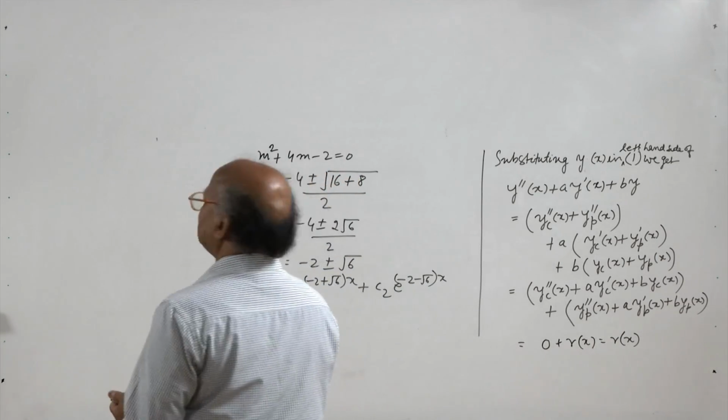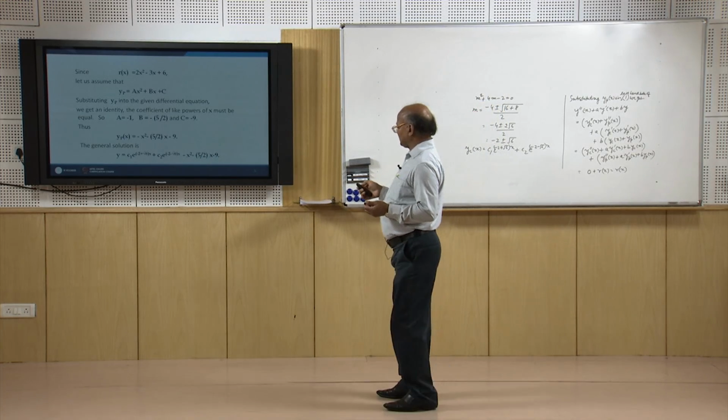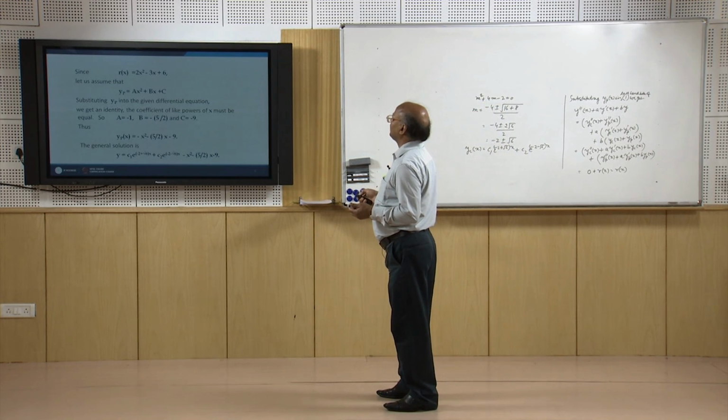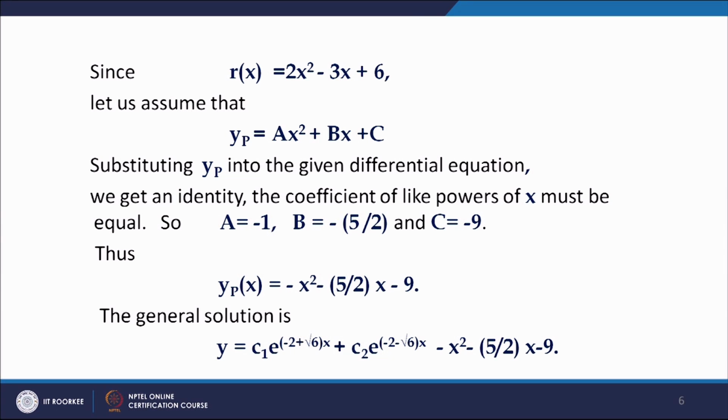Now, since R(x) is equal to 2x square minus 3x plus 6, which is a polynomial of degree 2, let us assume y_p(x) to be equal to ax square plus bx plus c, a polynomial in x of degree 2, where a, b, c are undetermined coefficients. We shall determine the values of these undetermined coefficients a, b, c by substituting this y_p in the given differential equation, because y_p is a particular solution of the given differential equation. So, it should satisfy that equation.